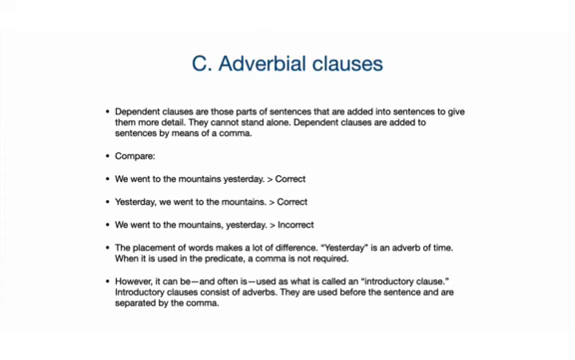Adverbial clauses. Dependent clauses are those parts of sentences that are added into sentences to give them more detail. They cannot stand alone. Dependent clauses are added to sentences by means of a comma. Compare. We went to the mountains yesterday. Correct. Yesterday, we went to the mountains. Correct. We went to the mountains, yesterday. Incorrect. The placement of words makes a lot of difference.